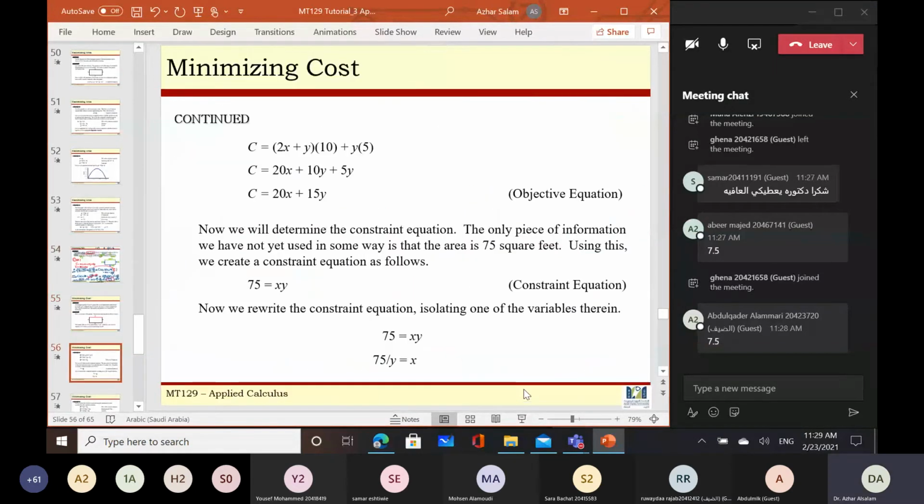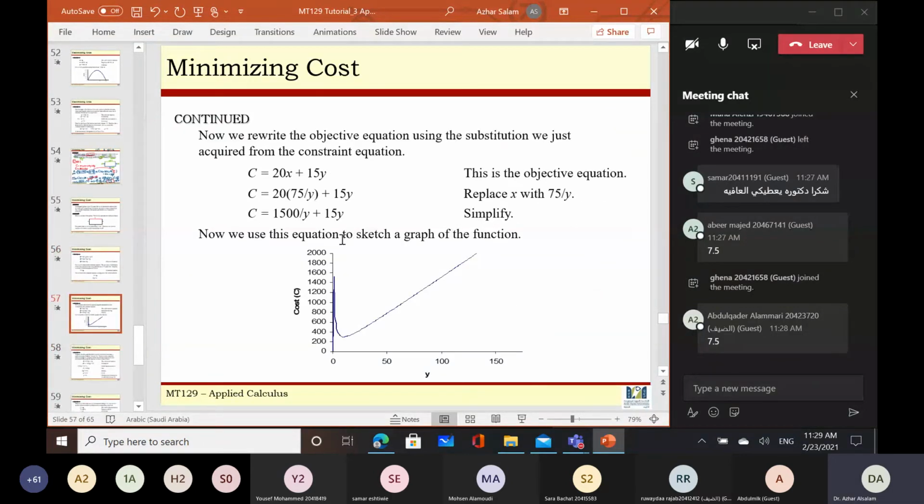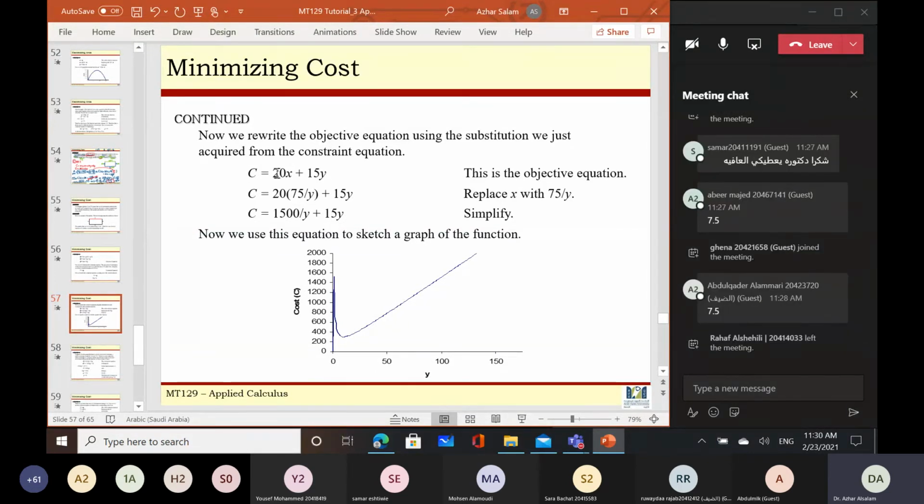In your slides, notice here that in your slide they make the opposite. Here they substitute the value of y, and make the function a function of y, not a function of x, but it is the same method and exactly the same solution. If you remember, in the example I removed the value of y and substituted it with x, right? I wrote 20x plus 15 multiplied by the value of y, which was 75 divided by x. But here they did the opposite: they removed the value of x and substituted it with y. But it will be exactly the same.